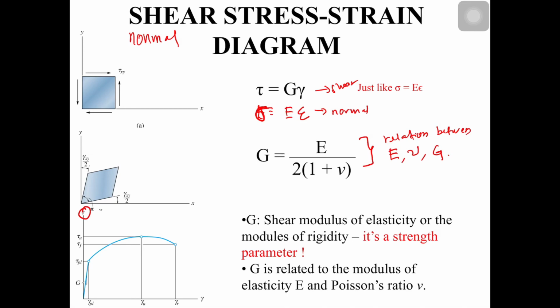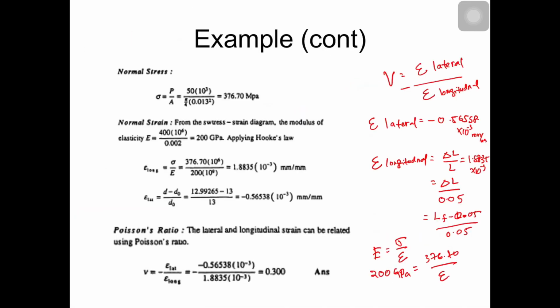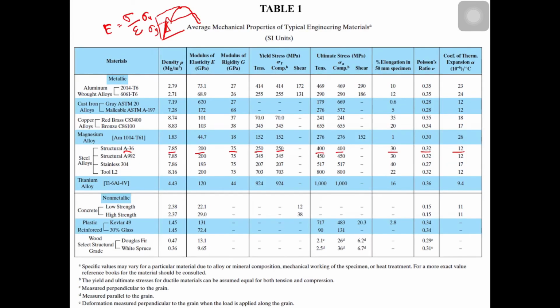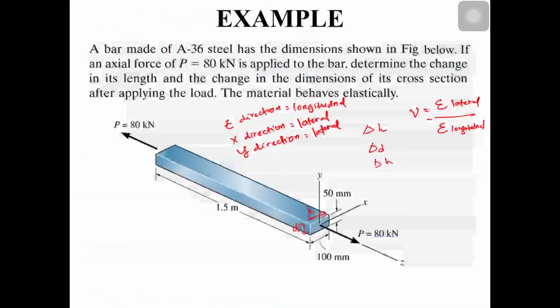This is a strength parameter. If we refer to the table, G is here. This is for shear, modulus of rigidity, and this is for normal, or modulus of elasticity. The value of G, the modulus of rigidity, is given here.